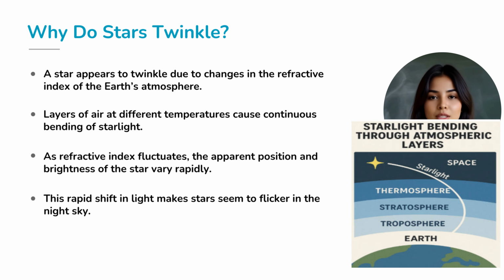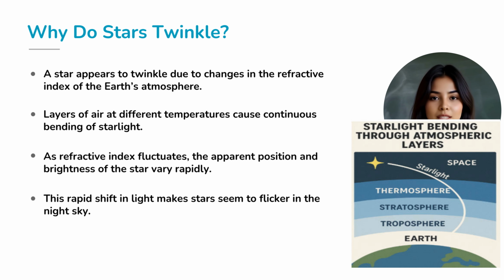Let's begin with something you see almost every night, the twinkling of stars. A star does not actually change its brightness constantly. The twinkling effect is caused by the Earth's atmosphere. As starlight enters, it passes through multiple layers of air at different temperatures. Since temperature changes the refractive index, the path of light keeps bending randomly. This makes the apparent position of the star shift continuously. Our eyes receive this changing light and the star seems to flicker.